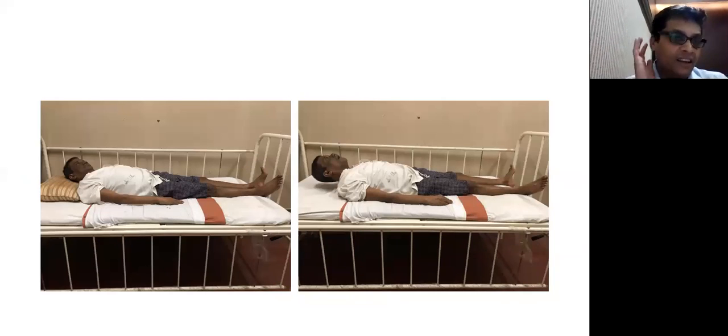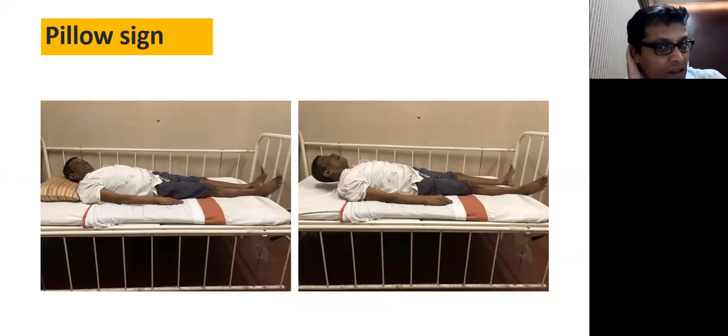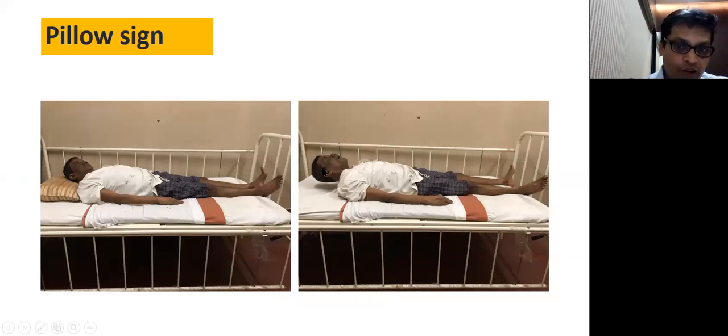The pillow sign again can be seen in PSP patients. It is because of dystonia of the neck muscles. If you remove the pillow from the head of the patient, the head will remain like this only. So this is the pillow sign seen in PSP patients.